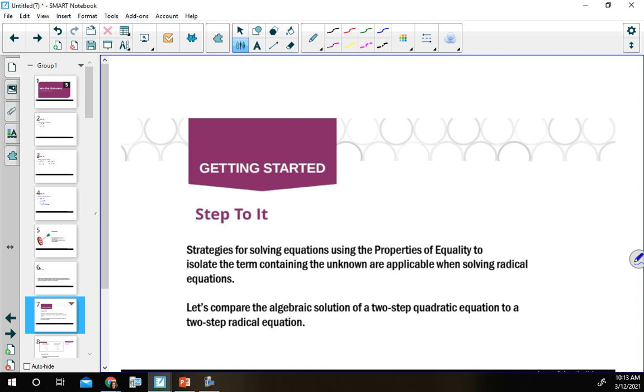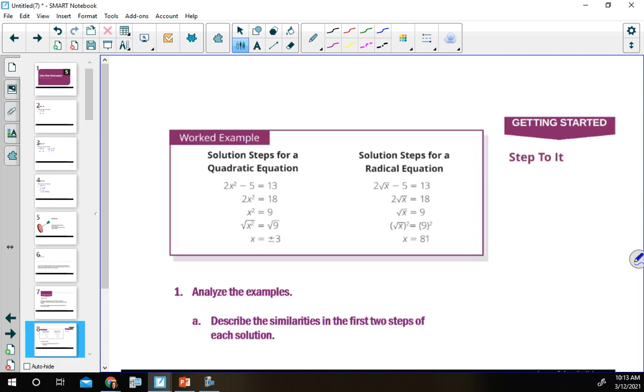Okay, so strategies for solving equations using the properties of equality to isolate the term containing the unknown, so when you add something to one side to get rid of it, are applicable in solving radical equations. That's how we're going to get through the square root property. It says let's compare the algebraic solution of a two-step quadratic equation. So this one we're starting with 2x squared minus 5 is equal to 13, and this one is starting with 2 square root of x minus 5 is equal to 13.